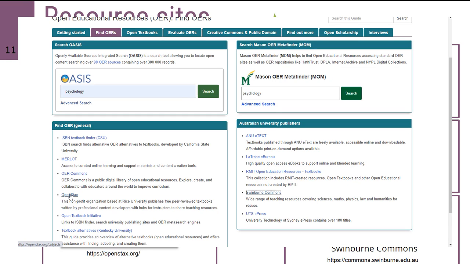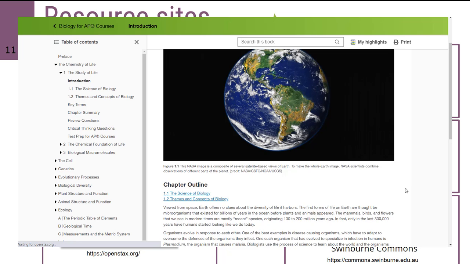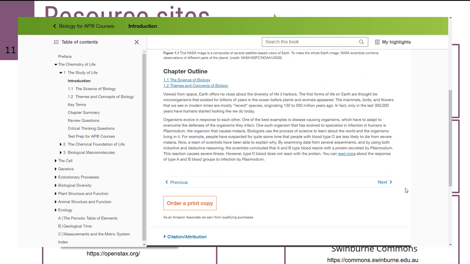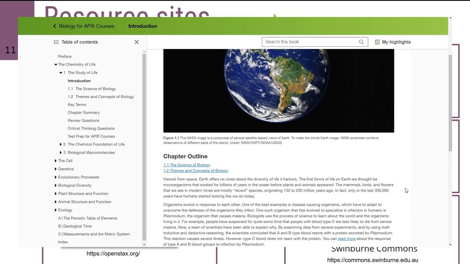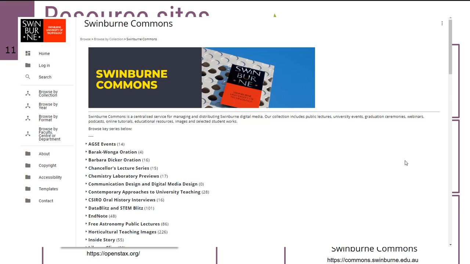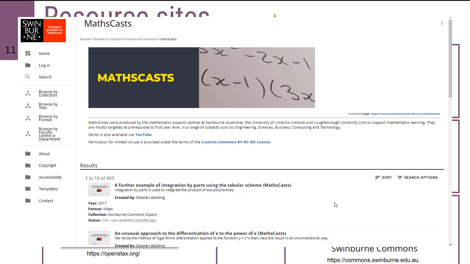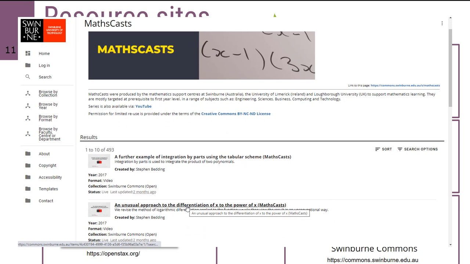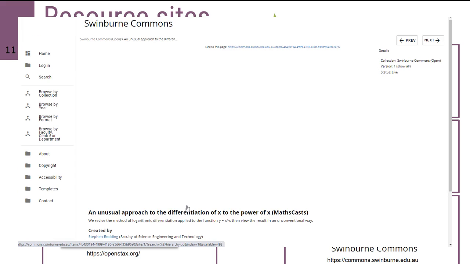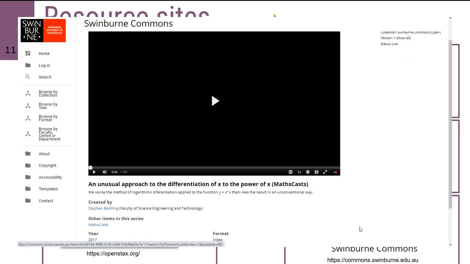OpenStax is a company which is pulling together a number of high quality open textbooks which you can use at any time. And Swinburne Commons has access to a range of material including a lot of video tutorials, particularly in the areas of maths, science, statistics and physics, which they have put together, hundreds of these videos, in collaboration with a number of universities around the world.